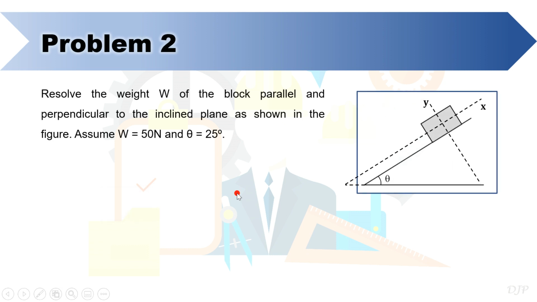For our second problem, we are asked to resolve the weight W of the block parallel and perpendicular to the inclined plane as shown in the figure. Assume weight is equal to 50 newtons and theta is equal to 25 degrees. First, let's denote weight sub x and weight sub y as the required components. Take note that in the given figure, the axes are already given. Let's consider again the location of the axis labels as the positive direction.